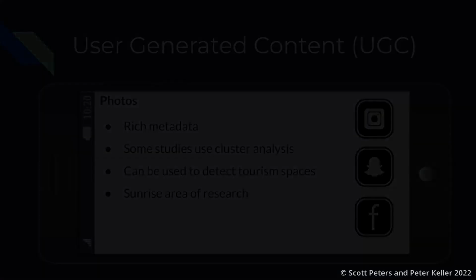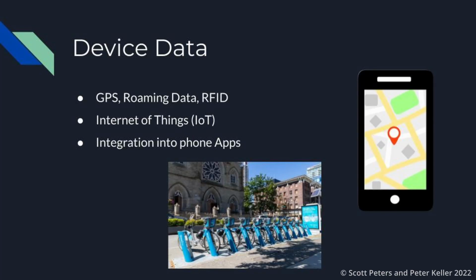Now, device data includes data capture of a tourist location and mobility through things such as global positioning systems, roaming data, or radio frequency identification. And it's speculated that as the Internet of Things, or all this connection of different smart devices, becomes more prevalent in tourism applications, that device data will generate a massive amount of high quality data.